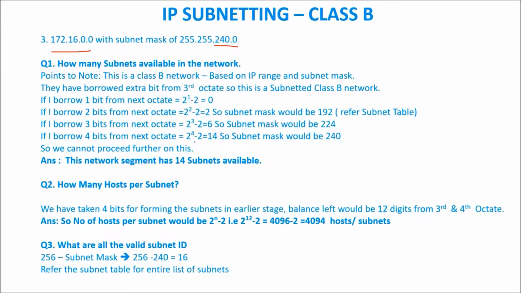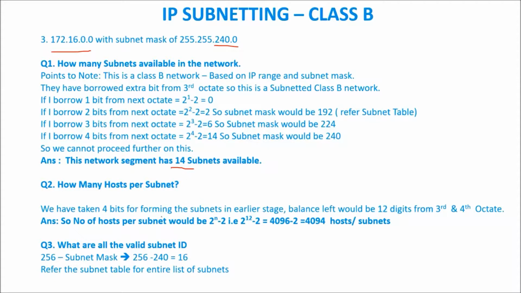So 4 bits means 2 power 4 minus 2 is 14, and I can easily conclude that I can form 14 subnetworks under this one mask network. Maybe this is a supernet and this is a subnet, right? So 14 subnets I can have.